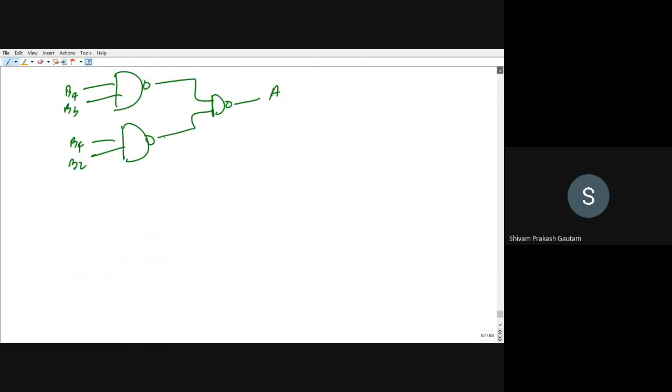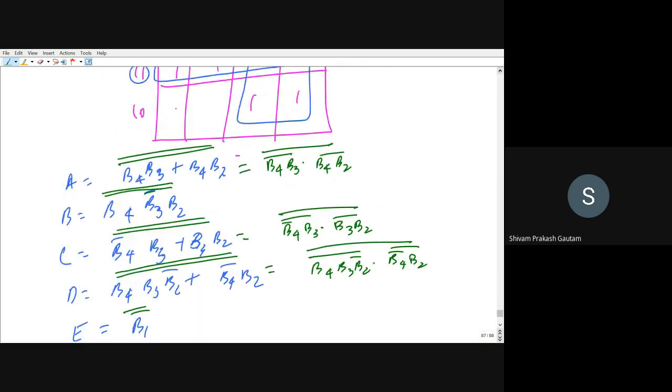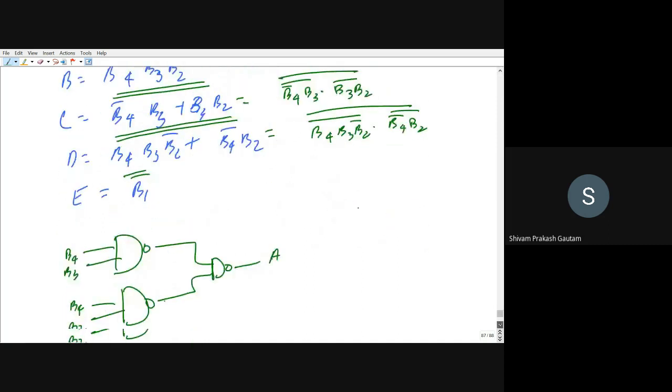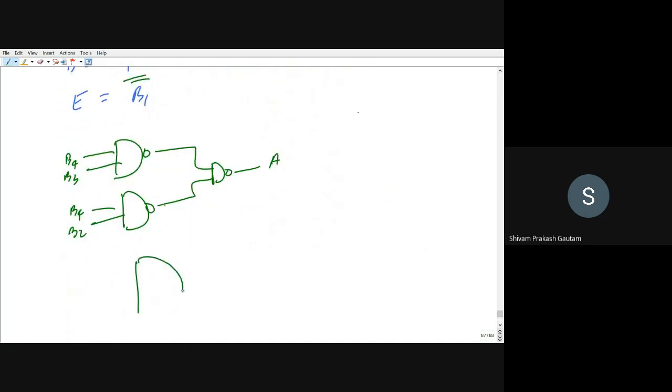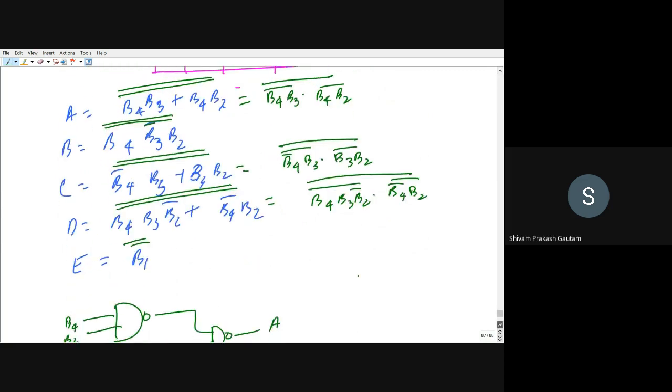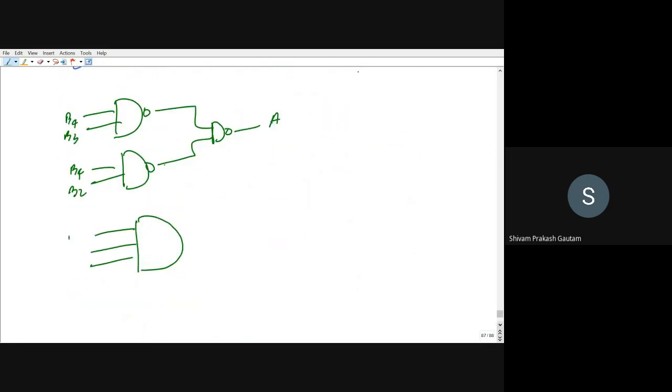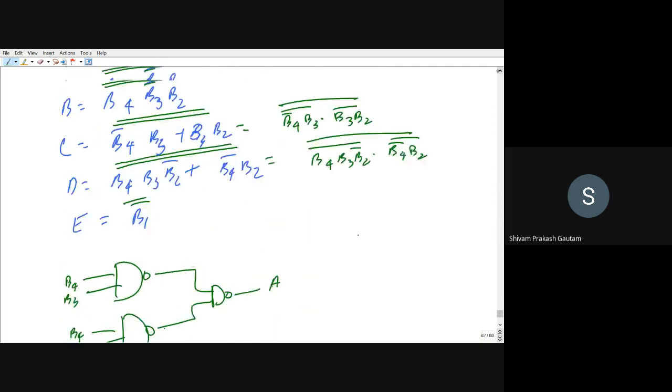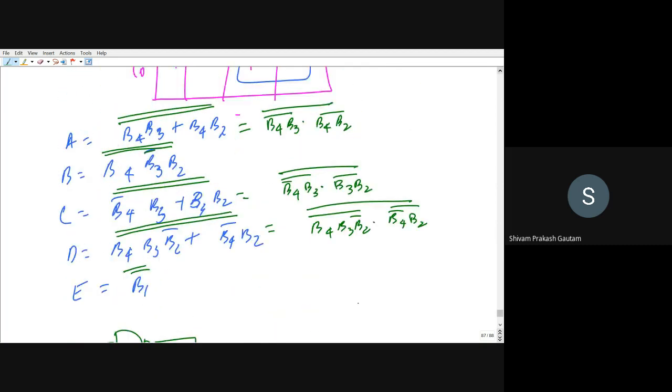Similarly for B, I think 3 variables are going in B. B4 B3 bar B2, B3, B4 B3 bar and B2, and it will be passed to another NAND gate. So this will be B. So you can see B4 B3 bar B2, this is also done.